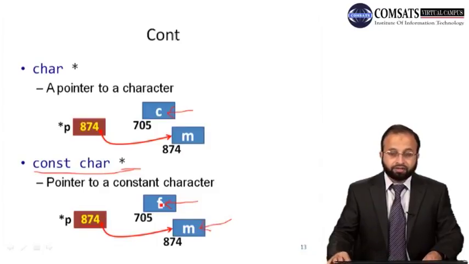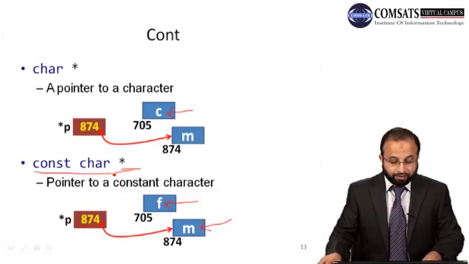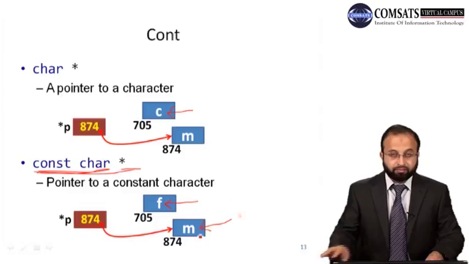So here, if f is written, we cannot change its value from f to c. Why? Because the character that is pointed by this pointer is a constant character, right? So the character is basically the constant. So you cannot change the value of this f or this m, right?